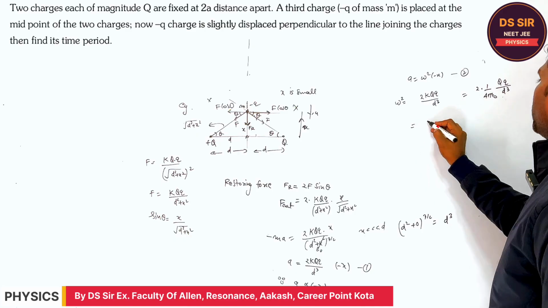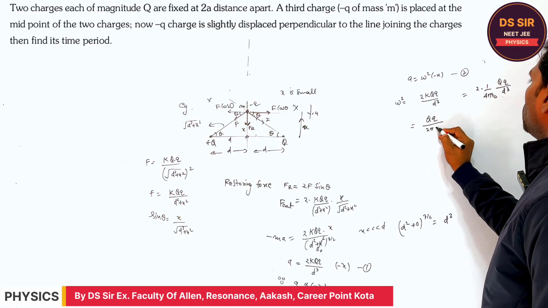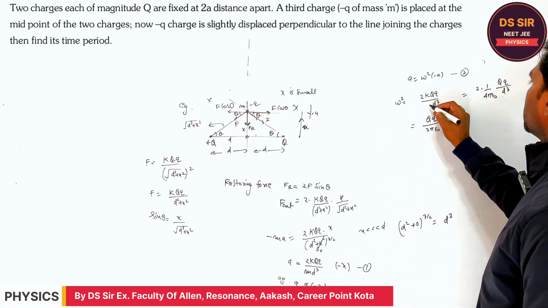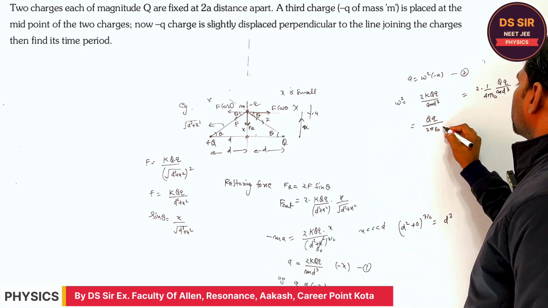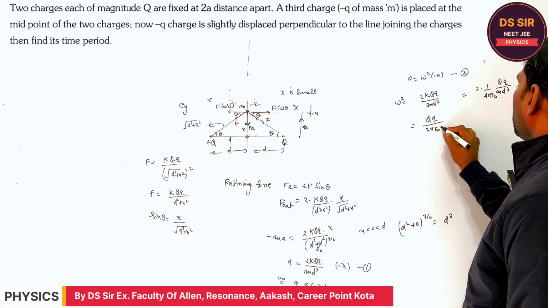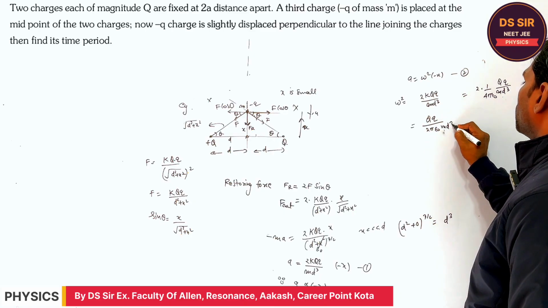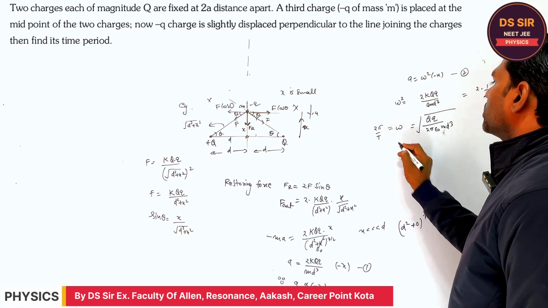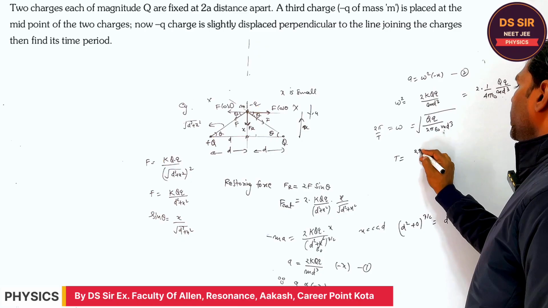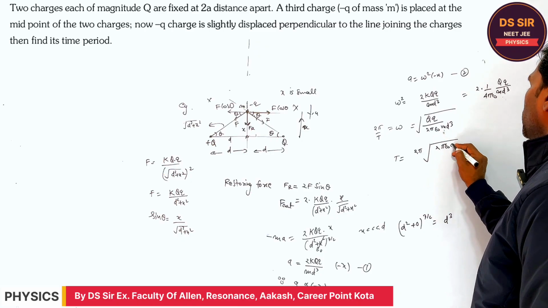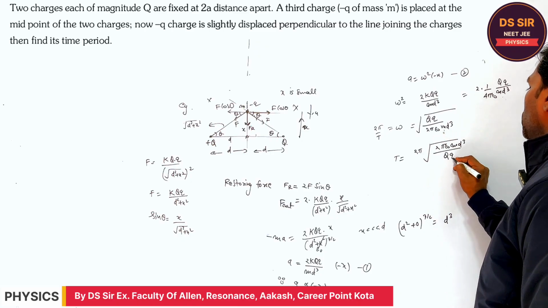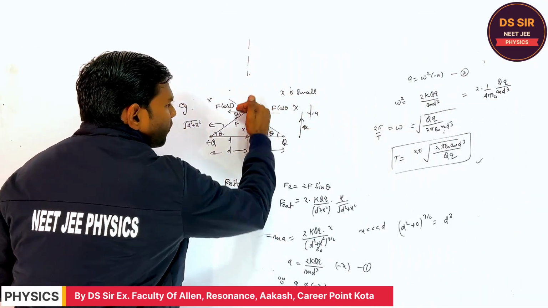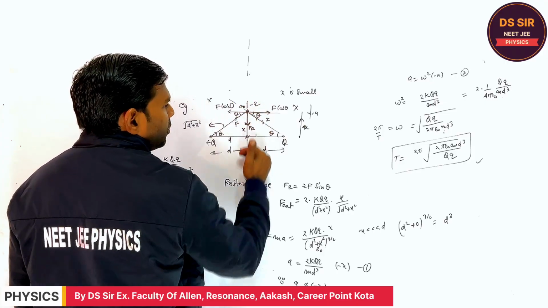So simplify this: qQ upon 2 pi epsilon naught, also there will be m, right? There will be m. So 2 pi epsilon naught m d cube. This is the square root, it is equal to 2 pi by T. So the time period is 2 pi into the square root of 2 pi epsilon naught m d cube upon qQ. So this is the time period of oscillation, and it will perform oscillation along the perpendicular bisector.